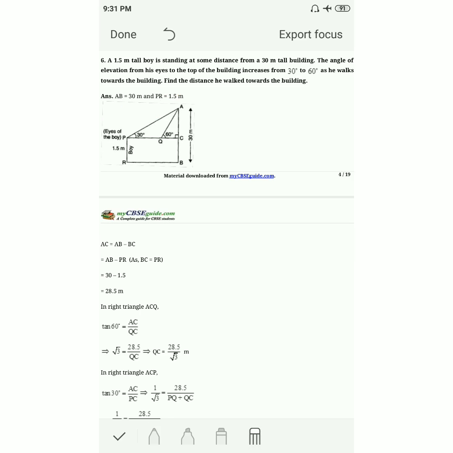Now, what is the question? A 1.5 meter tall boy is there. I give the building the name AB. And one boy is standing at some distance from the building. The height of that boy is 1.5 meter. Here I give the names P and R. So PR is equal to 1.5 meter. So AB is the building and PR is the boy.